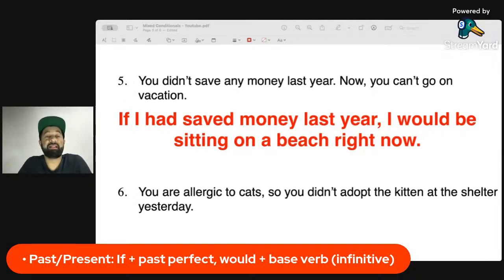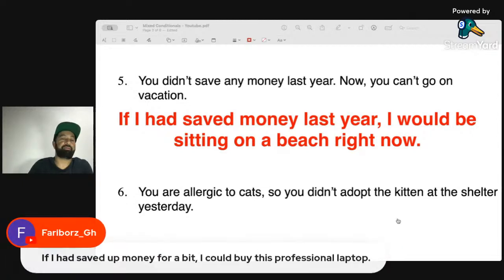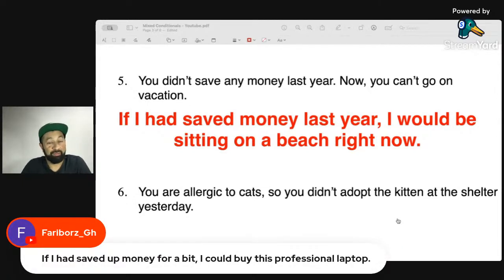If I had saved money last year, I would be on vacation and I wouldn't be so stressed. If I had saved money last year, I would be planning my holidays. If I had saved up money for a bit, I could buy this professional laptop. Perfect. Okay, so you're using that third conditional to start.